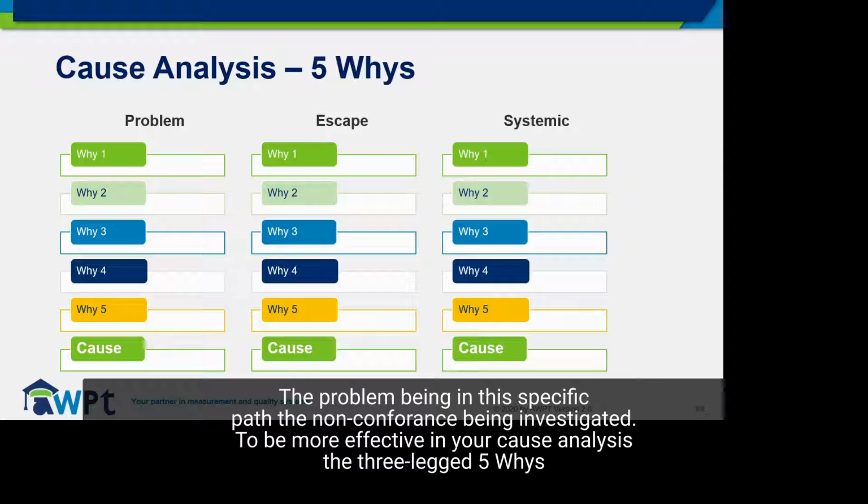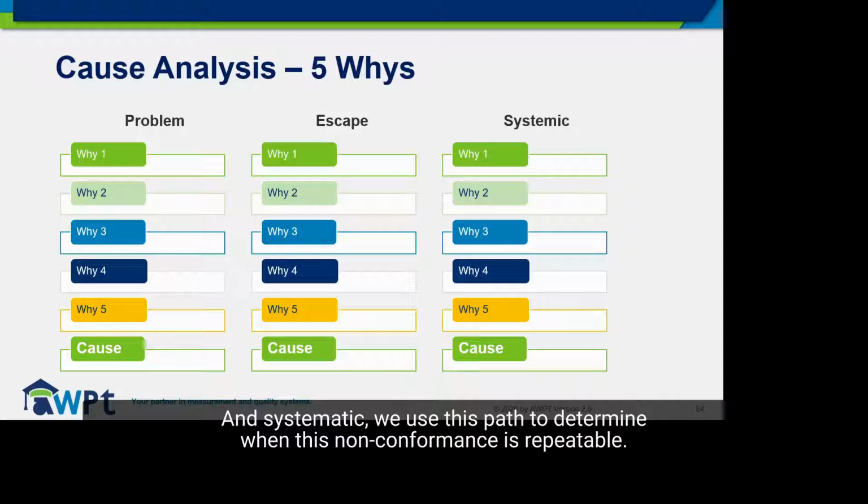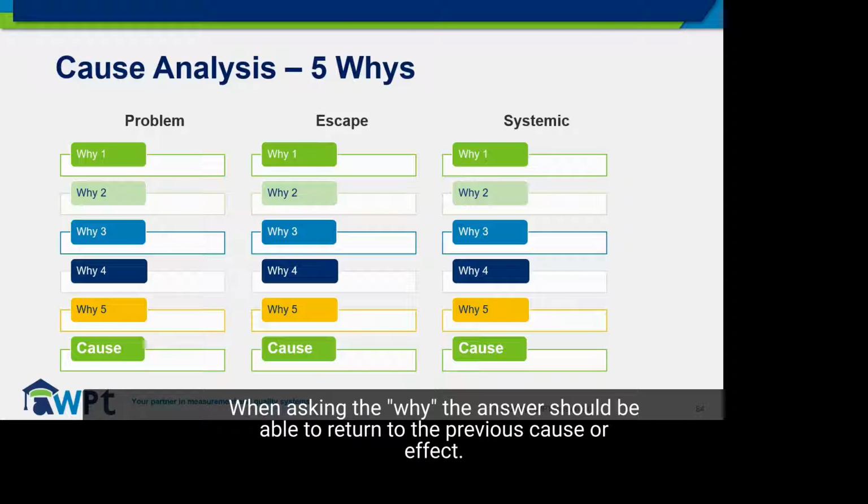To be more effective in your cause analysis, the 3-legged 5 whys is used. Escape, use this path to determine why this problem was not detected before. Why did the nonconformance reach the customer? And systematic, we use this path to determine when this nonconformance is repeatable. When asking the why, the answer should be able to return to the previous cause or effect.